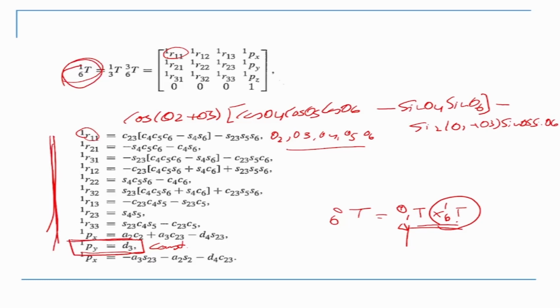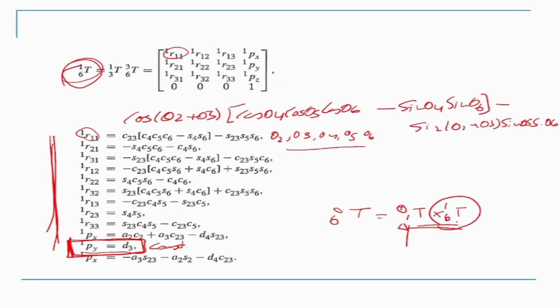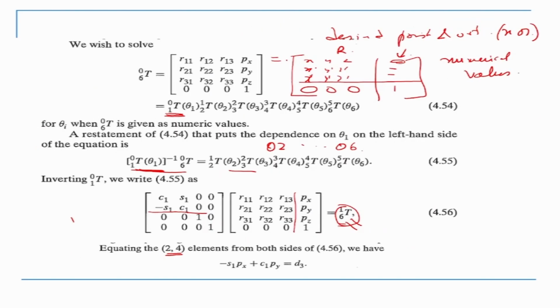So if I equate this term, this one which doesn't have a sine and a cos, I start from there and say that the 2, 4 elements from both sides of 5.6. So if you take the 2, 4 elements, you get minus sine px plus c1 py is equal to d3, the 2, 4 element. What is the 2, 4 element of that? The 2, 4 element of this is equal to this term. So that's the 2, 4 element. Okay, so this is equal to d3, which is a constant, a numerical value.